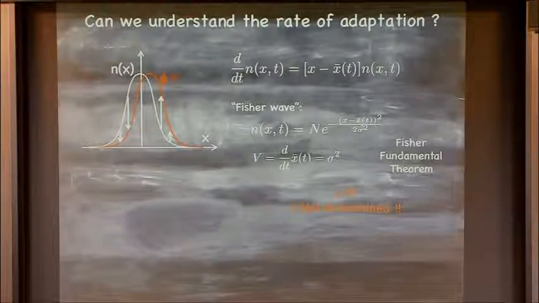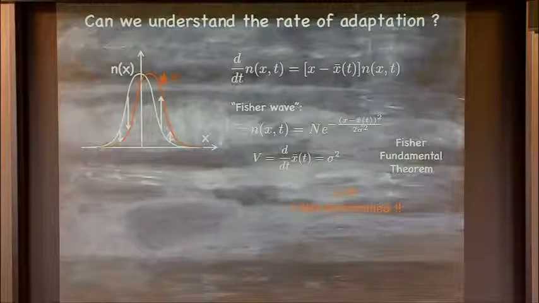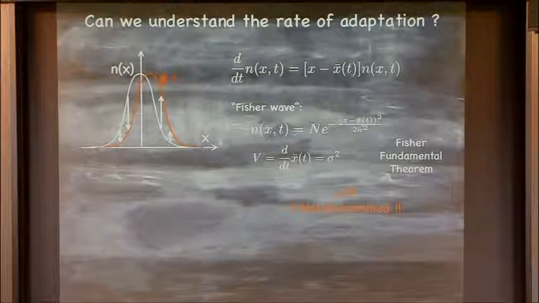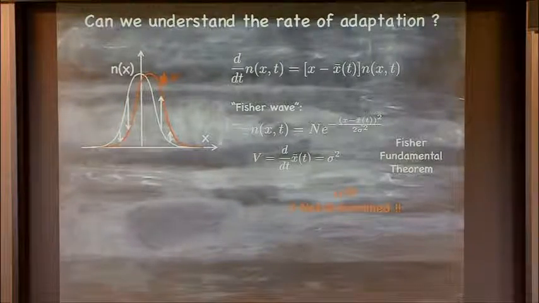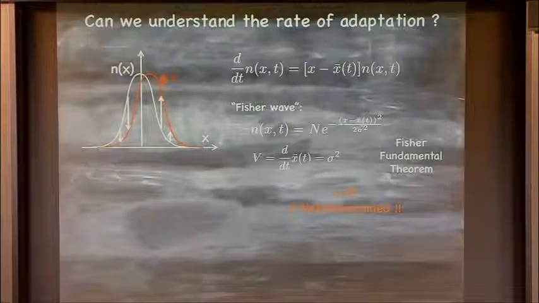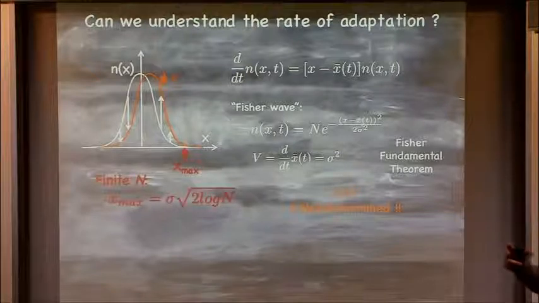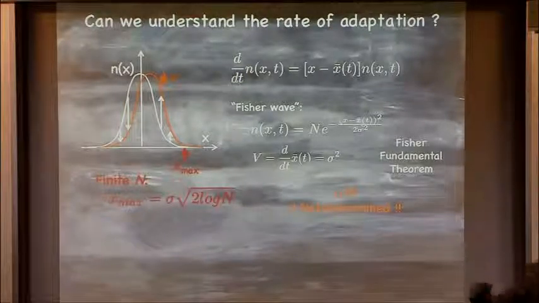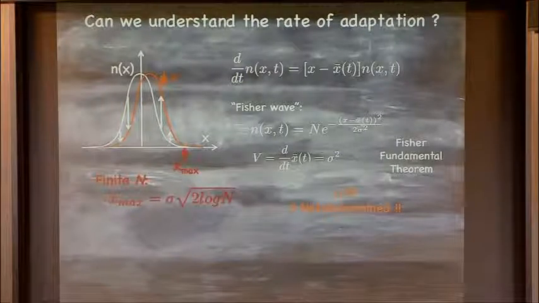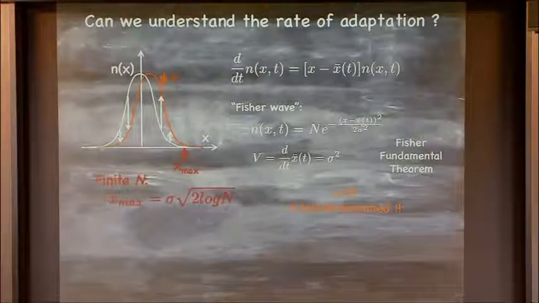So the only thing is, Fisher's fundamental theorem is correct. The only thing is it actually doesn't tell us anything about how much variance there is in this distribution. So in fact, we have this traveling wave solution, but it's not just one solution. It's a whole family of solutions which have different width and move with different speeds.